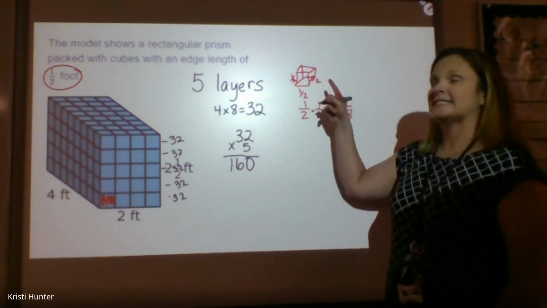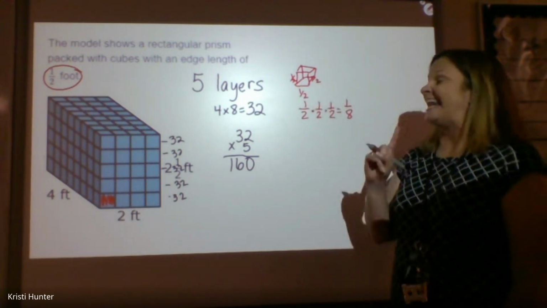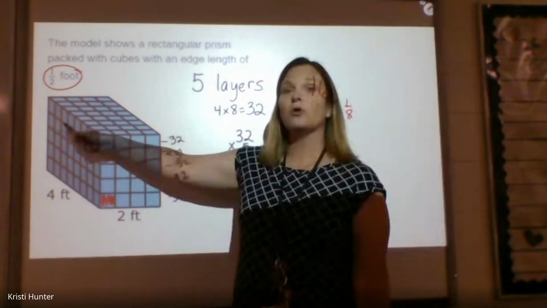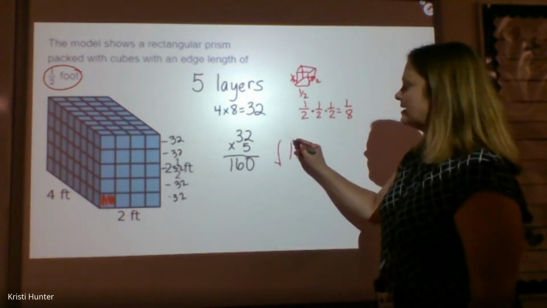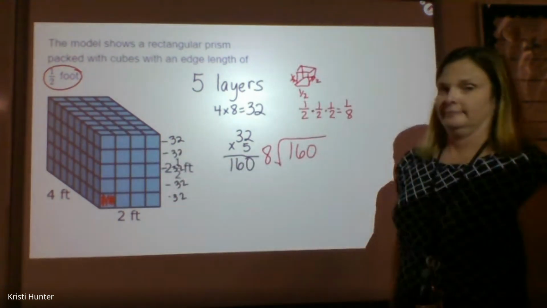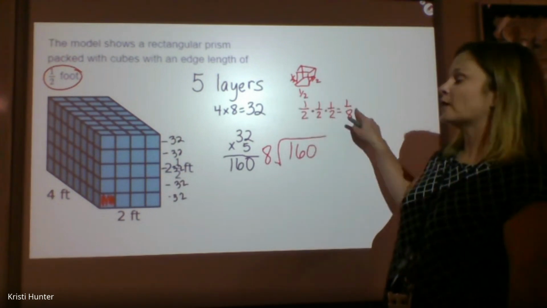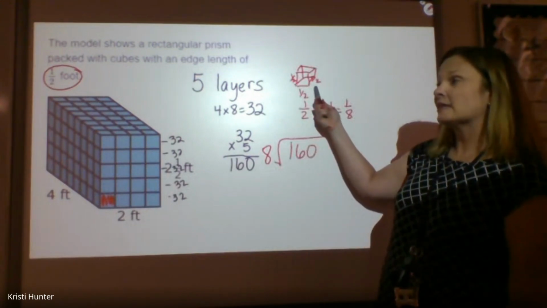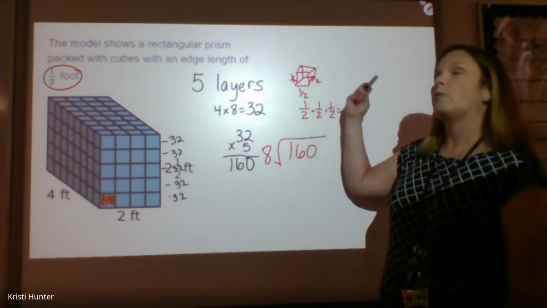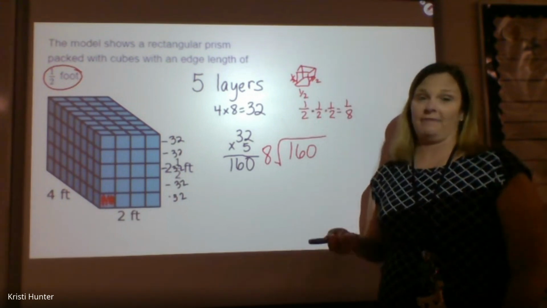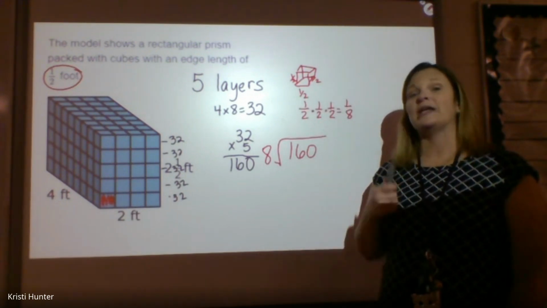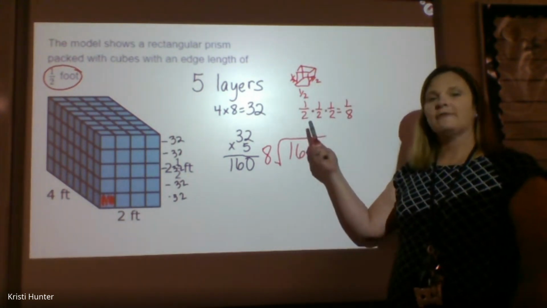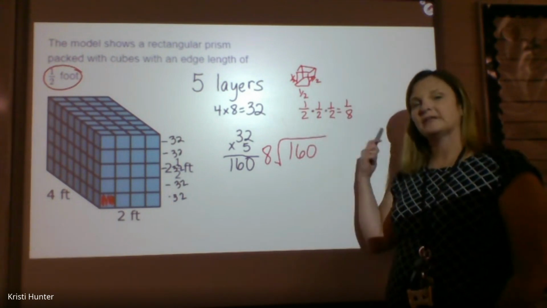So if each of these is only worth an 1/8, I have to take 160, how many total cubes I have, and break it up into 8 pieces. Okay, because you told me each one of these cubes is worth 1/8 because it has a length of half of a foot, a width of half of a foot, a height of half of a foot. Since it is a cube, we know all 3 of those values are going to repeat. And 1/2 times 1/2 times 1/2 is an 1/8.